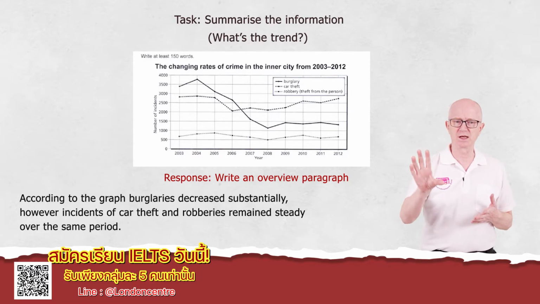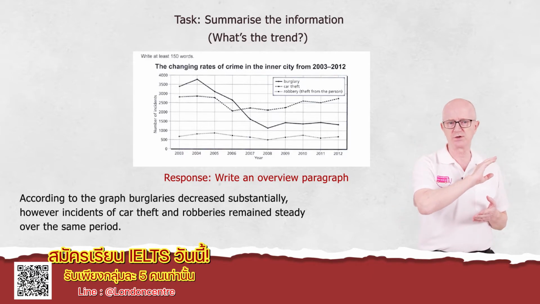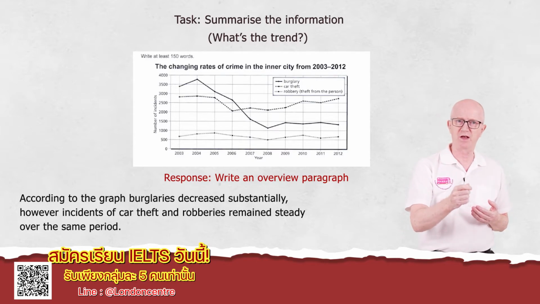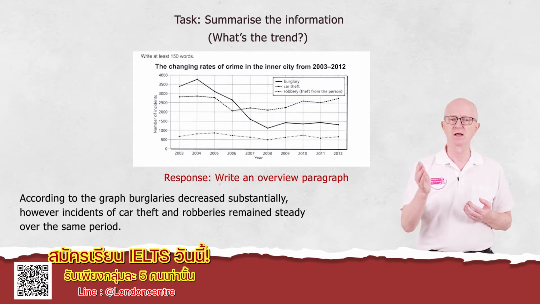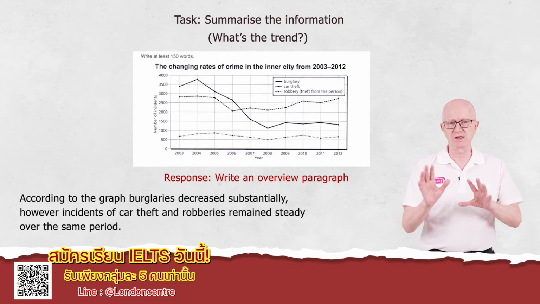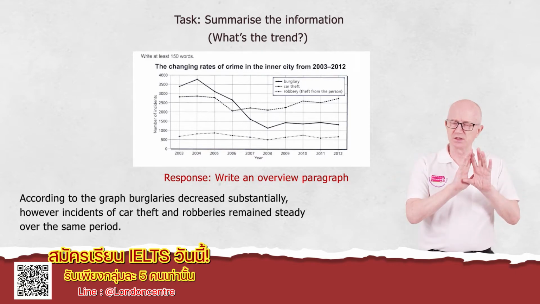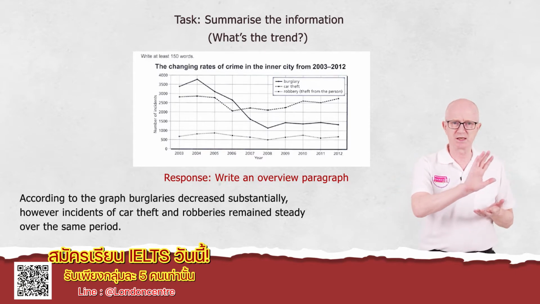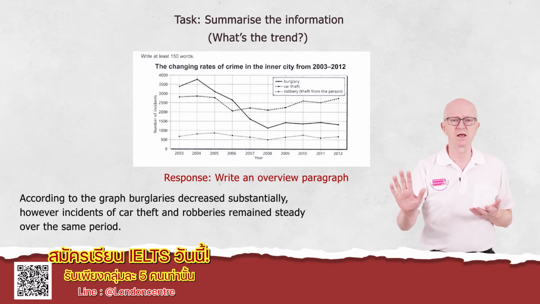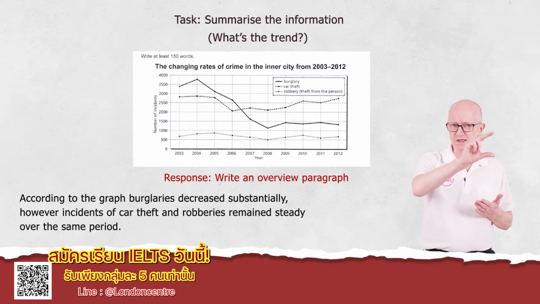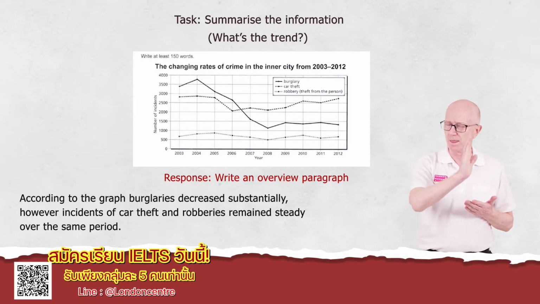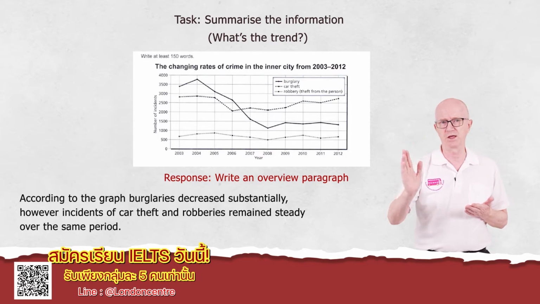I've written this and I'm going to read it out. According to the graph, burglaries decreased substantially. However, incidents of car theft and robberies remain steady over the same period. So there's no figures, there's not too many details, it's an overview. The overview is that burglaries have gone down and car theft and robberies have kind of remained the same over the period of the line graph.